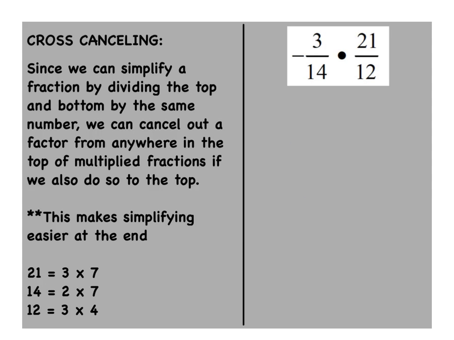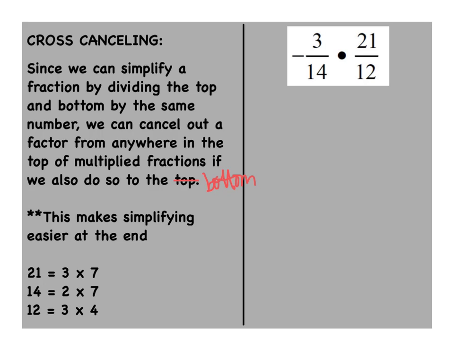Now, at the multiplication step, there is a trick that you've probably learned called cross-canceling. Since we can simplify a fraction by dividing the top and bottom by the same number, we can cancel out a factor from anywhere in the top of multiplied fractions if we do so to the bottom. That should say bottom. Okay, and the reason we want to do this is this makes simplifying a whole lot easier at the end. So watch what we're going to do.